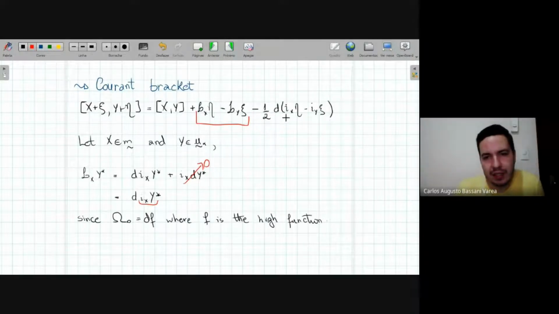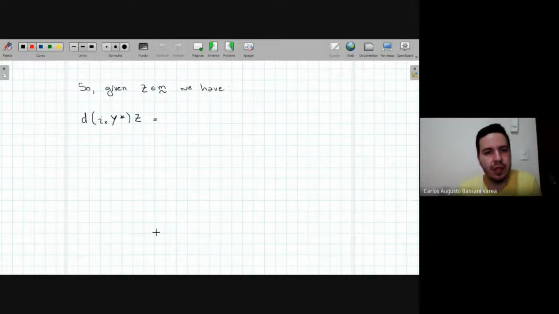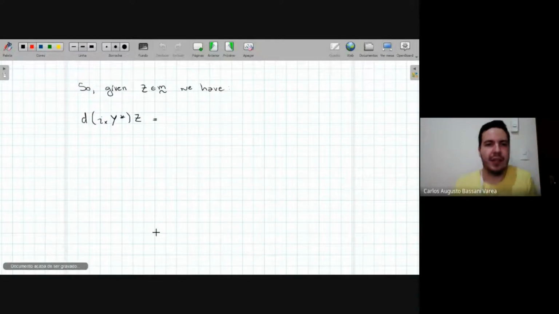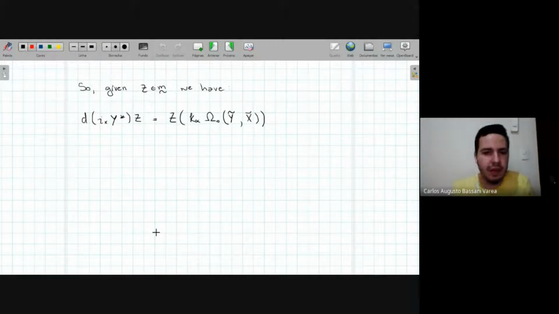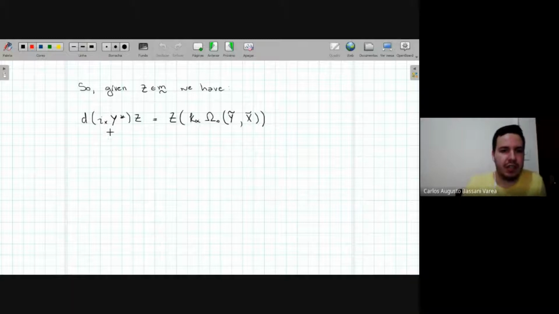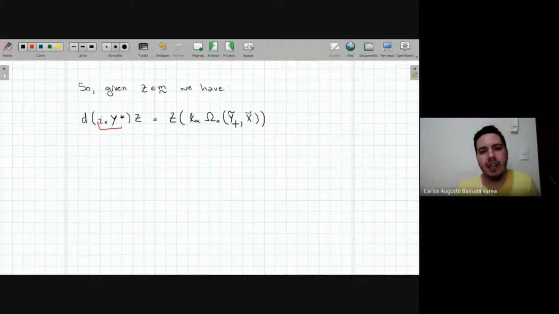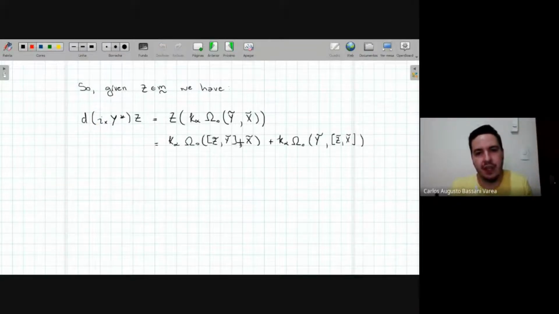So let's see what is the expression of this guy, which is quite similar to the guy that appears here in terms of our identification. So we will apply it on an element Z. This is just using the definition of this guy here, which is a constant k alpha times the KKS symplectic form on these guys here. So when we differentiate it in the direction of Z, we obtain this expression here.